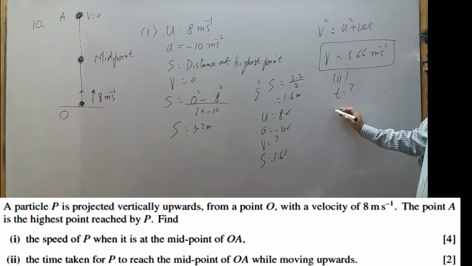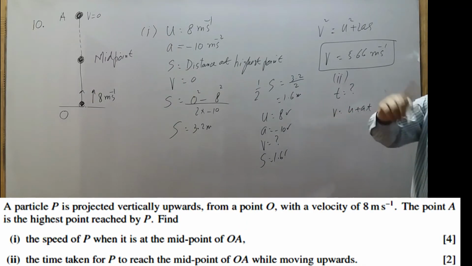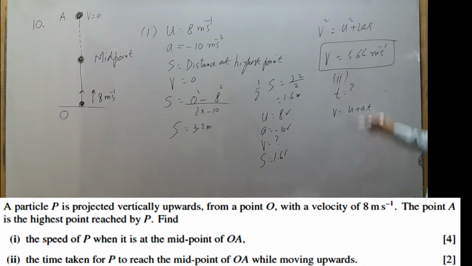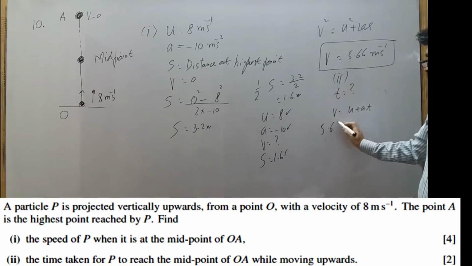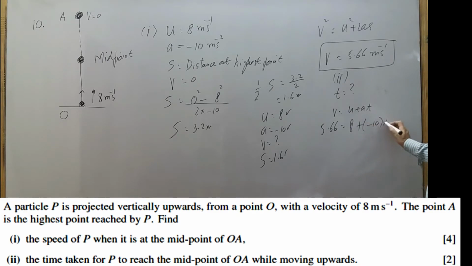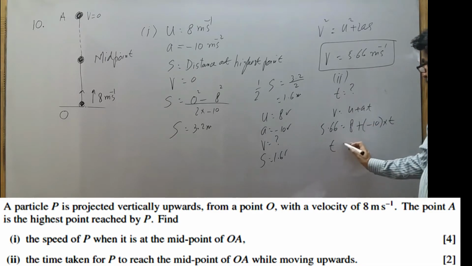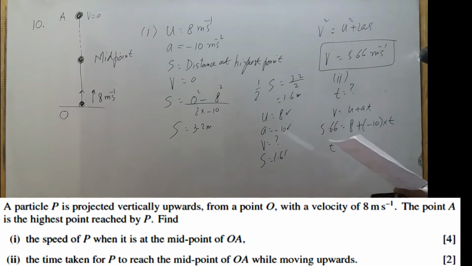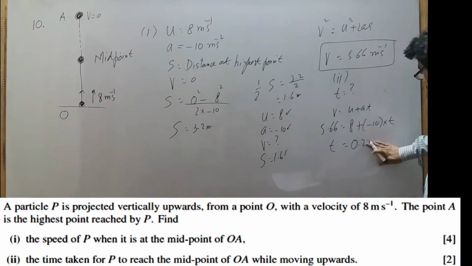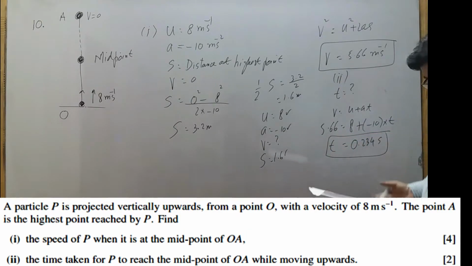So we can use v = u + at. You can also use s = ut + half at square. Now you can use v is 5.66 and u is 8 and a is minus 10 and t. If you find the time from here, you will get 0.34 second. This is the answer to the second part.